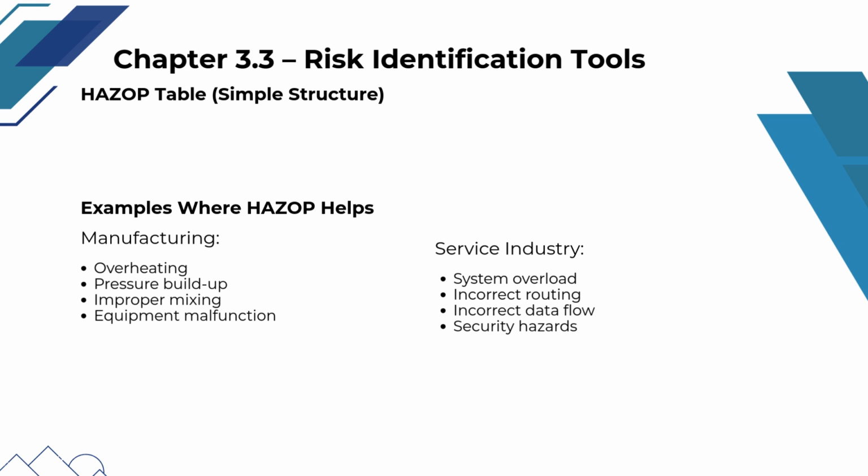In services, it identifies risks such as system overloads, incorrect routing, data errors, and security hazards, ensuring processes remain reliable and secure. By analyzing each step and documenting causes, consequences, and safeguards, HAZOP allows organizations to proactively manage risks, implement corrective actions, and improve both safety and operational efficiency.